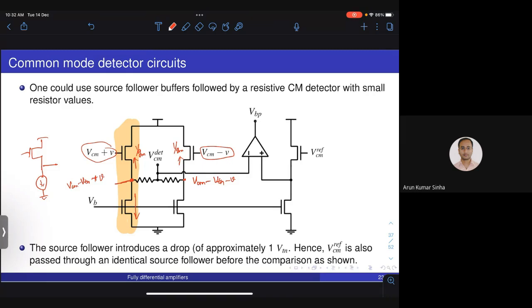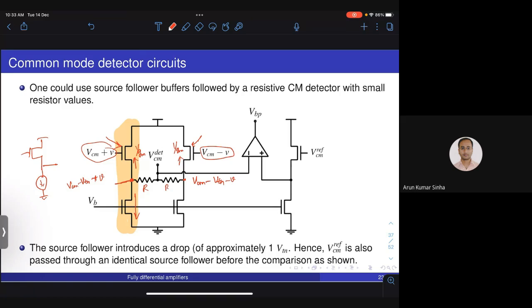Now you can use two small values of resistance. Even if I use some value close to 1 by GM, it doesn't load the amplifier output, right? Because the amplifier output only sees the input capacitance of these two transistors. It reduces the bandwidth of the amplifier by a very small value, which depends on the size of the transistors that you use for the source follower buffers. You won't use very large sizes because this amplifier is not supposed to be very fast. It is only supposed to detect the changes in the common mode.